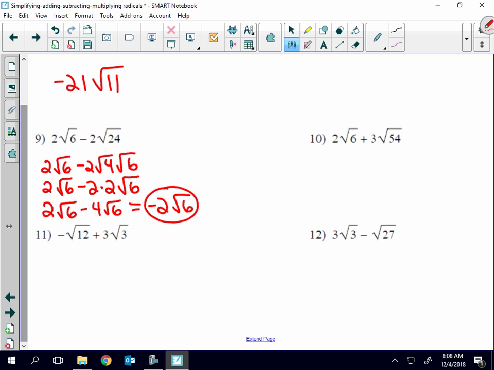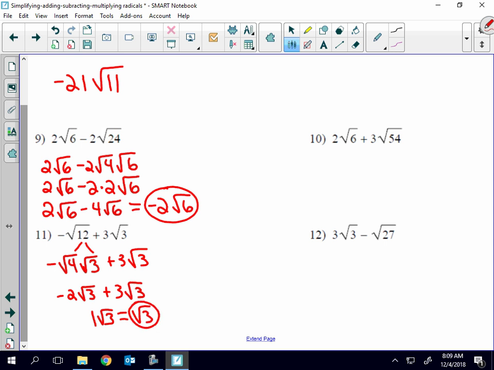We're going to do number 11. All right. We can change square root of 12 into some perfect square factors. We have a 4. Let me put the negative sign out front. We have a 4 and a 3. And then we have 3 radical 3. And this is going to be negative 2 radical 3 plus 3 radical 3, which is just a 1 radical 3, otherwise known as radical 3.